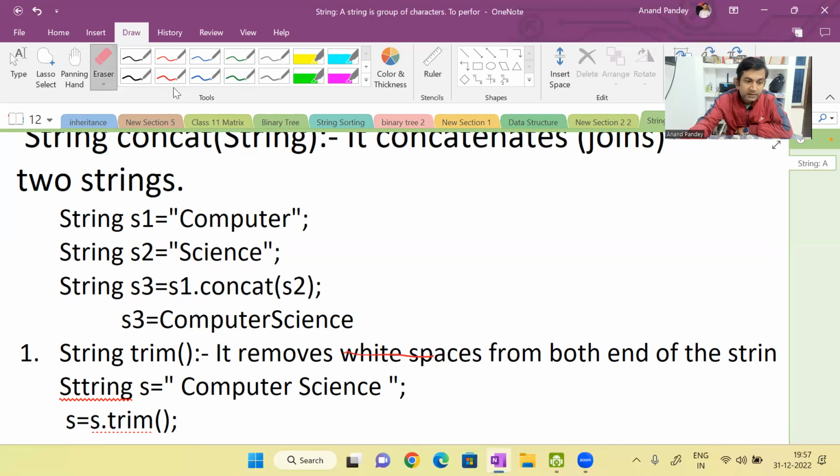This is what? Concatenation operator. Here I am writing string s3 equal to, it can be written as s1 plus s2. And here what is this? This is the concatenation operator.